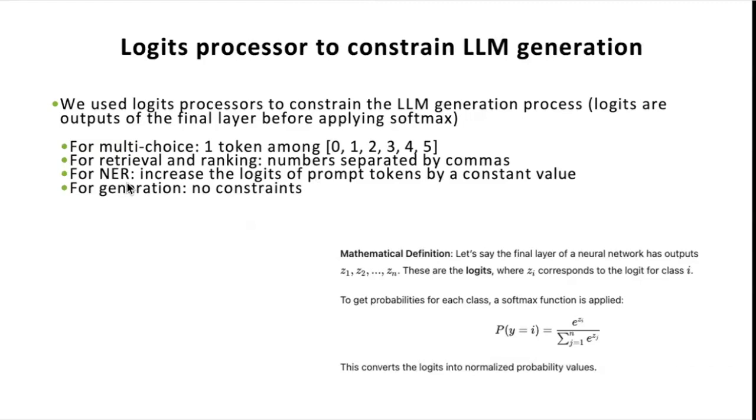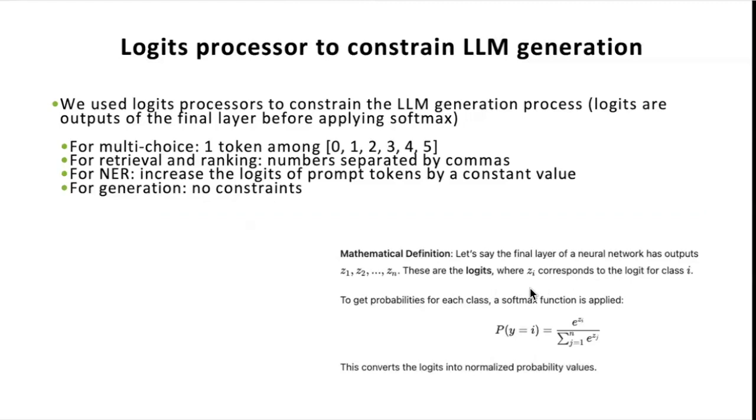So the named entities must already exist in the prompt. And then for generation, there's no constraints over there at all. So basically they do some post processing to the LM, so that it can generate the exact format of output from there.